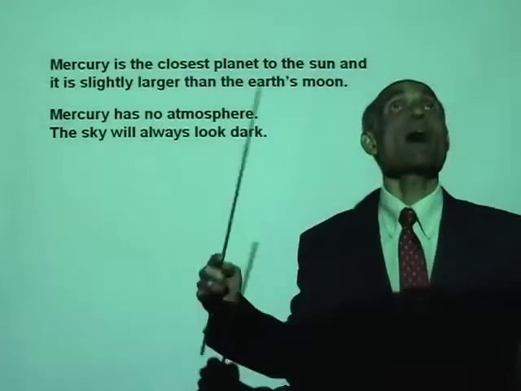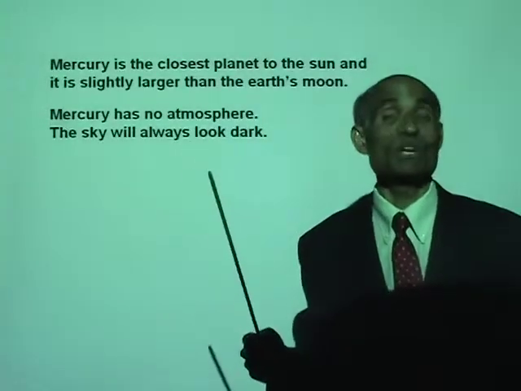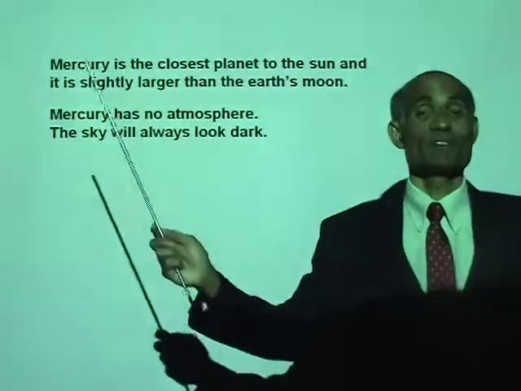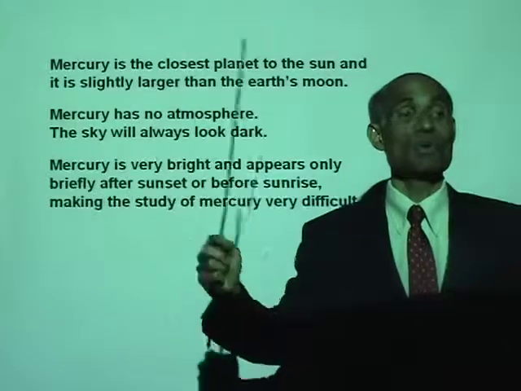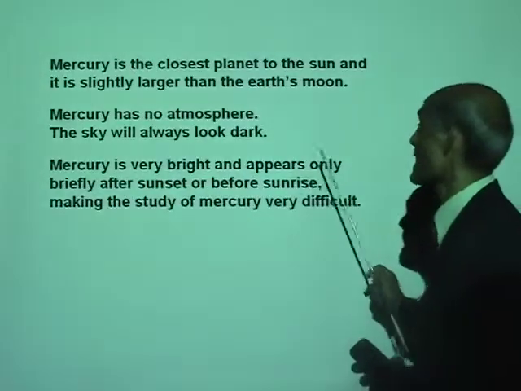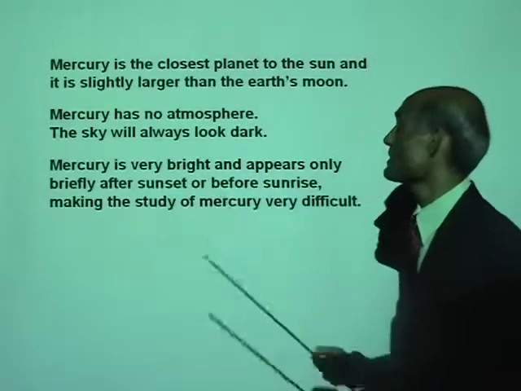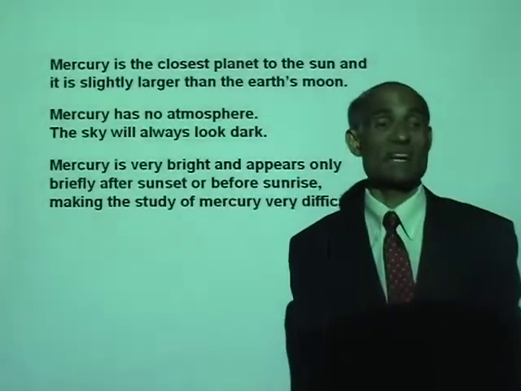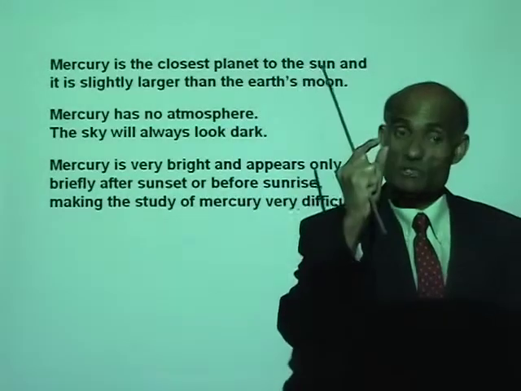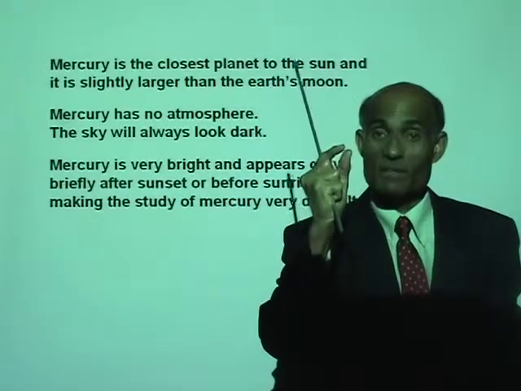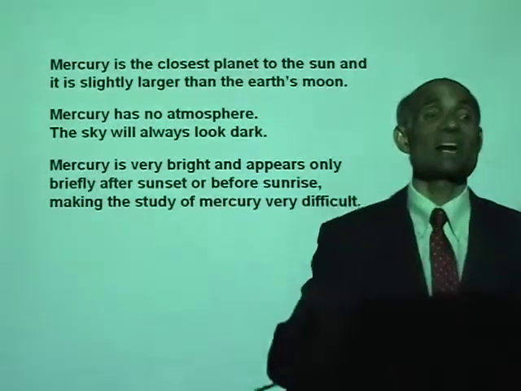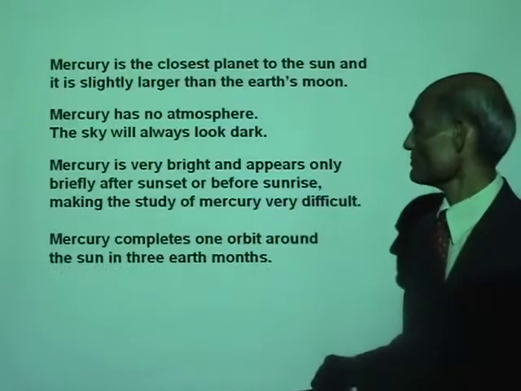So if you look up on Mercury, what will you see? A great big darkness. The sky will look dark. Now Mercury is very bright and appears only briefly after sunset and before sunrise. It is rather difficult to see Mercury from the Earth. It looks like a bright star, but it is visible only at sunrise and sunset.